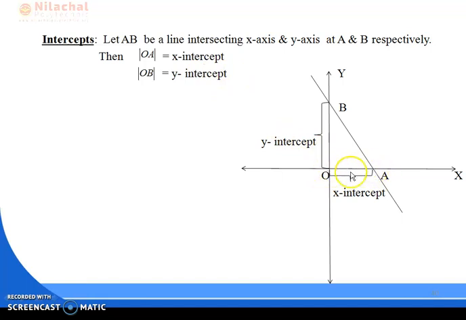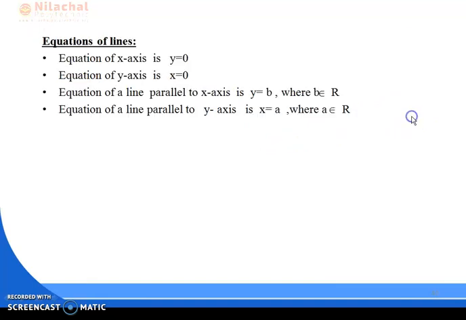The distance from the x-axis intersecting point to the origin is called the x-intercept. The distance from the y-axis intersecting point to the origin is called the y-intercept. These are called intercepts. There are two intercepts, the x-intercept and the y-intercept.